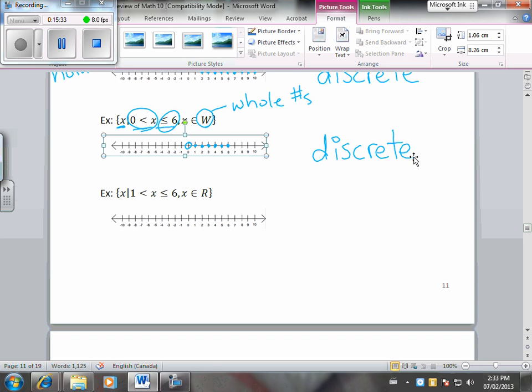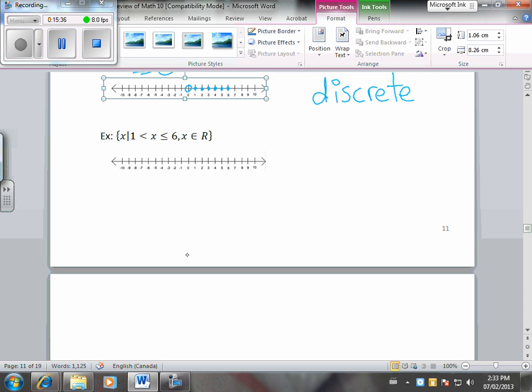And then the last one, let's look at the example here. So again, we're working with domain because we have x. x such that x is greater than 1, but x is less than or equal to 6, and x belongs to all real numbers. So all real numbers is a big hint for whether or not this will be continuous or discrete. So let's fill in our lower limit.